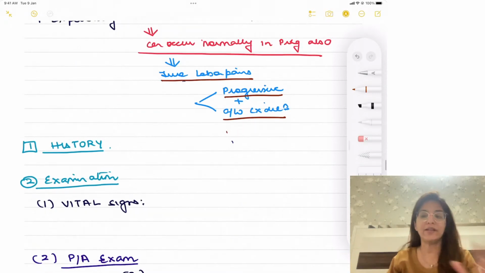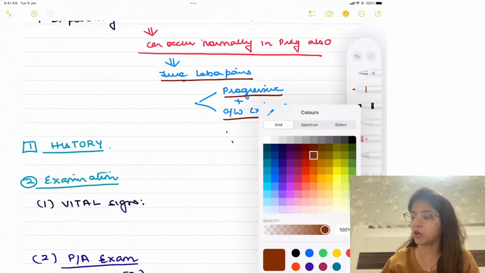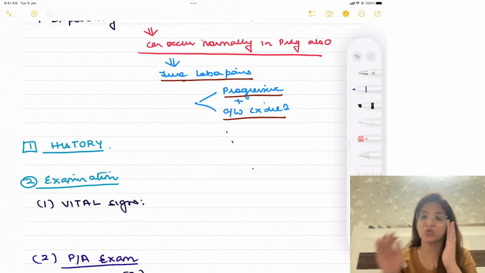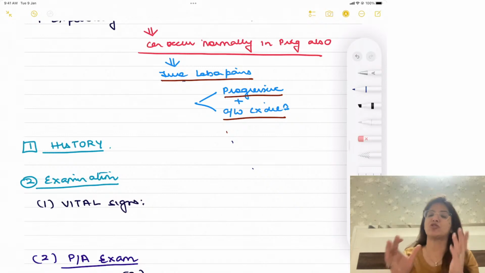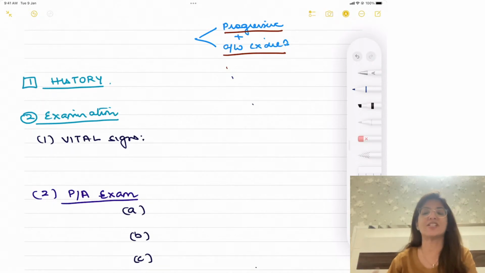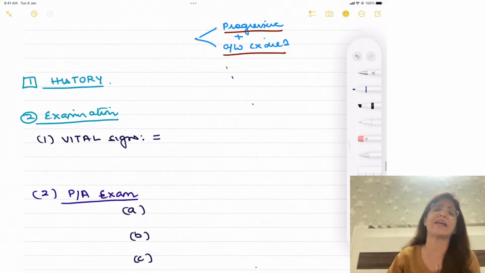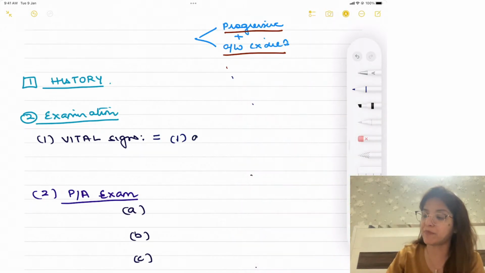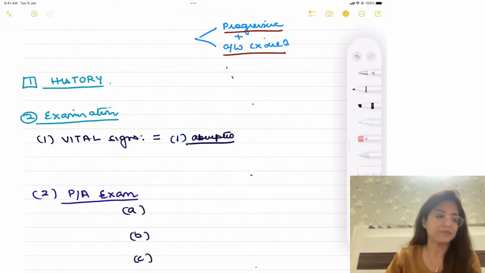Now, we have done all the history related points, that is, what is important when you are taking the history of a patient of preterm labor. Now, examination. In examination, the first thing which is important is the vital signs. Why are vital signs so important when we are talking about preterm labor? Number one, one of the very important causes of preterm labor is abruptio, so you have to rule out abruptio.